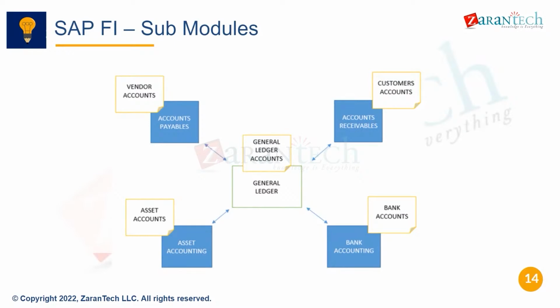Asset accounting. Companies would be acquiring several assets to run their businesses, like machinery, equipment, land and buildings, furniture, computers. Companies have to maintain and record the depreciations and other transactions, retirements, transfers, and all those activities must be recorded and managed in the asset accounting module.